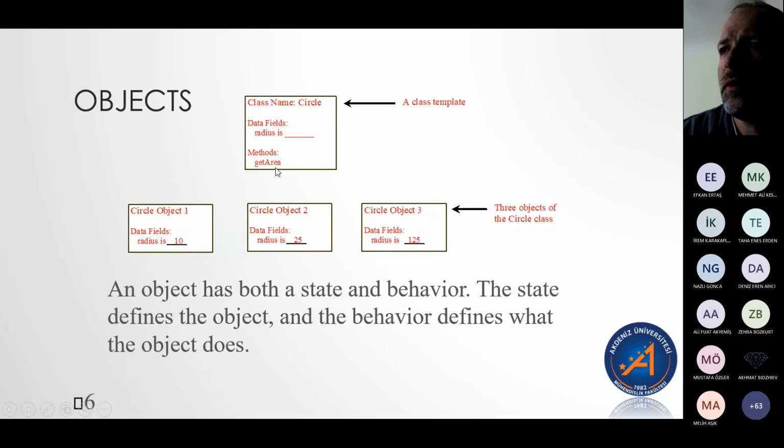Okay. So question, why do you think getArea is a method? Why didn't we just have a data field like radius, another data field, diameter, another data field area, another data field circumference? Why not just store all those different things as data fields instead of having a method called getArea? What do you think?